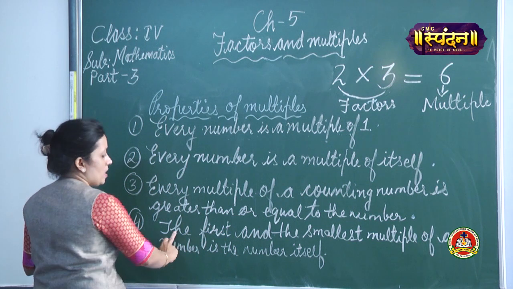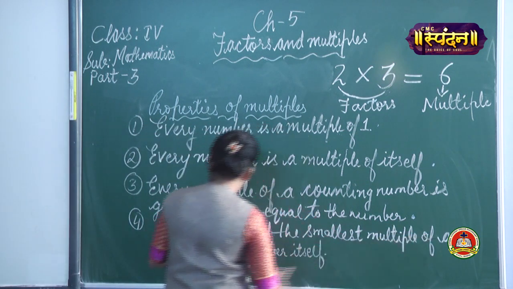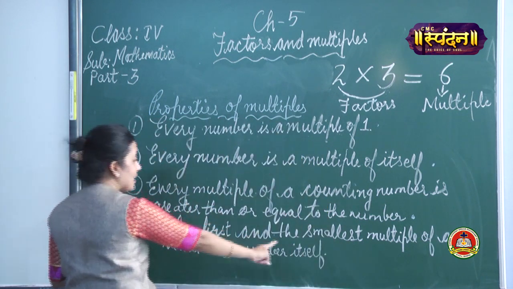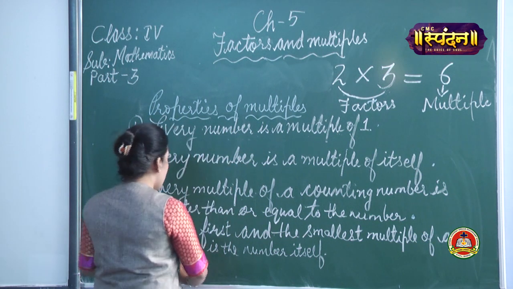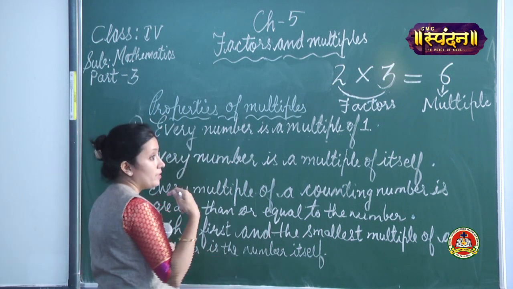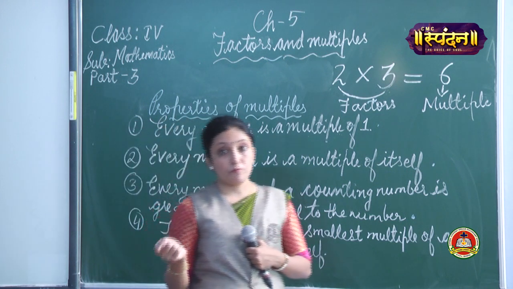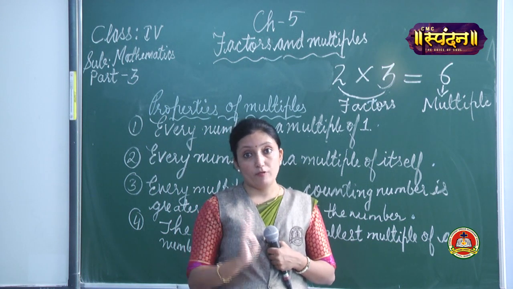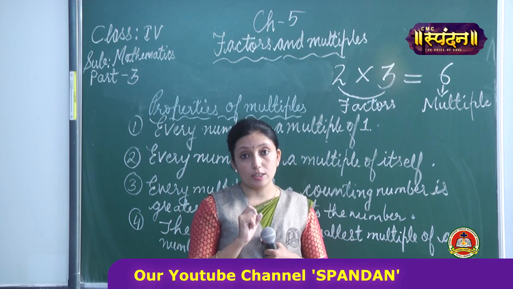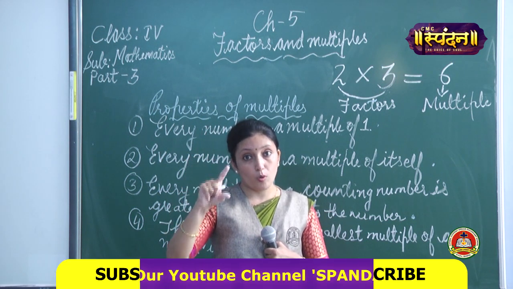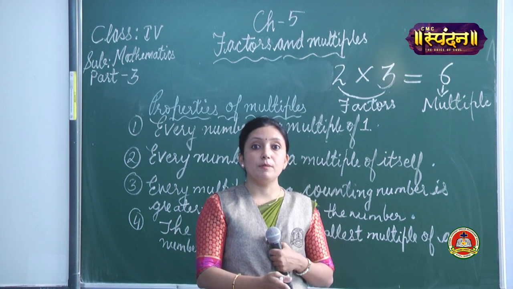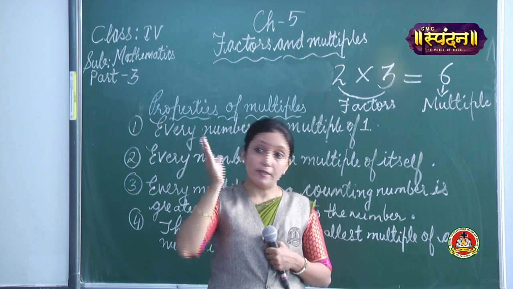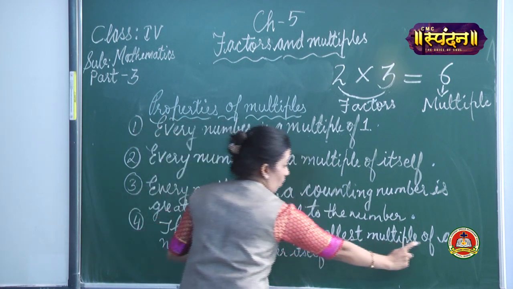Now, the next one is: the first and the smallest multiple of a number is the number itself. Which will be the smallest multiple? If I am asking you, 5 ones is 5, 5 twos is 10. So which is the smallest multiple? 5. And which is the first multiple of 5? That is 5.